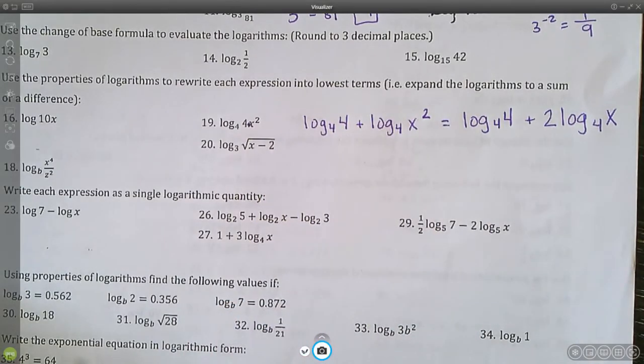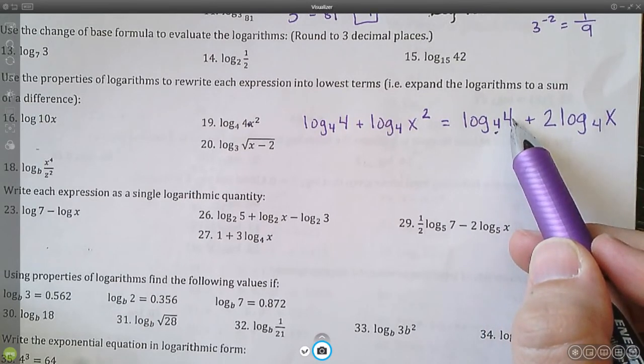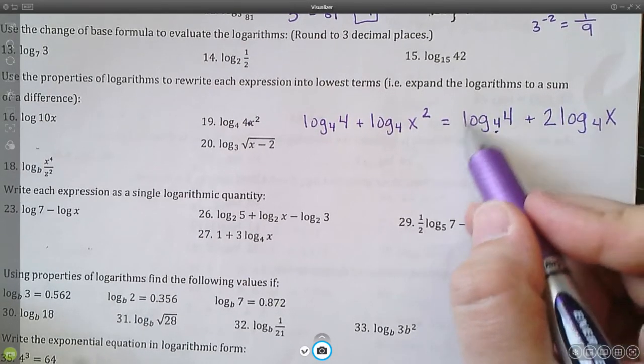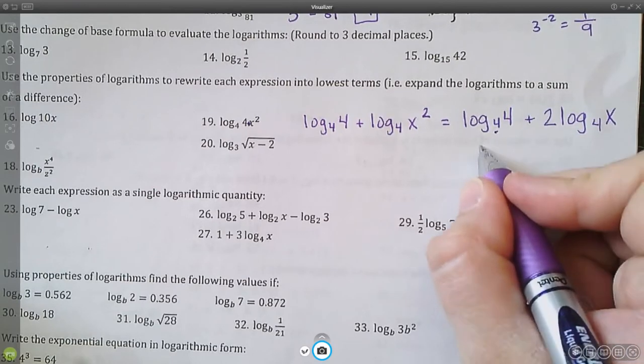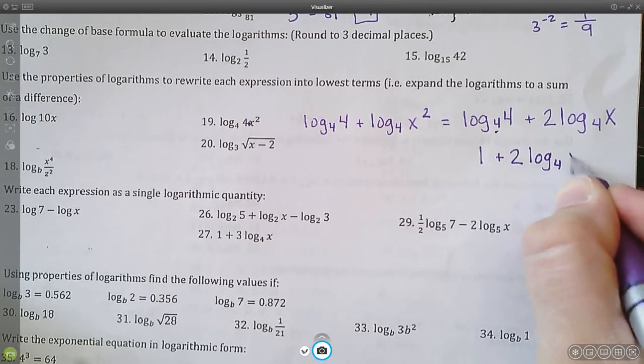Write it in lowest terms. So there's actually one more thing we can do. 4 to the power of what gives you 4? Well, that's just 1. So really, this is just 1. So you have 1 plus 2 log base 4 of x.